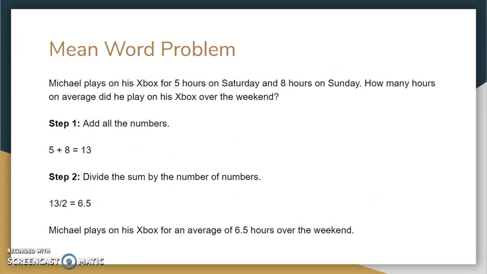Michael plays on his Xbox for 5 hours on Saturday and 8 hours on Sunday. How many hours on average did he play on his Xbox over the weekend? So we need to find the mean. First, let's add up all the numbers, 5 plus 8, which equals 13. Next, let's divide the sum by the number of numbers. Since there are 2 numbers, we do 13 divided by 2, which equals 6.5. So Michael plays on his Xbox for an average of 6.5 hours over the weekend.